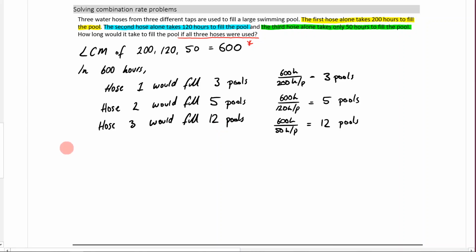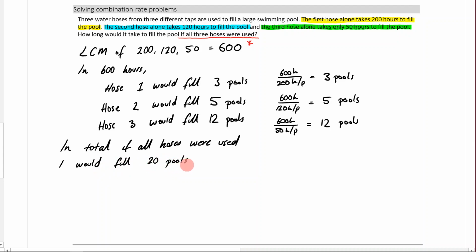We're going to say in total, if all hoses were used, I would fill 20 pools. We could therefore figure out what the filling rate is going to be. What is my filling rate going to be?